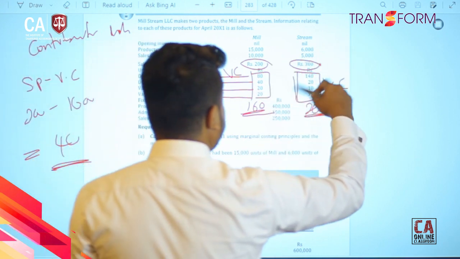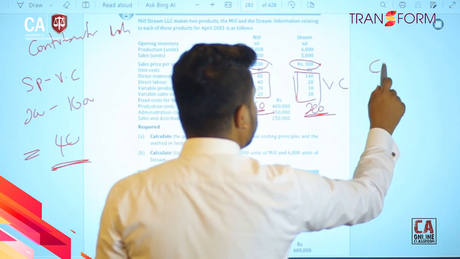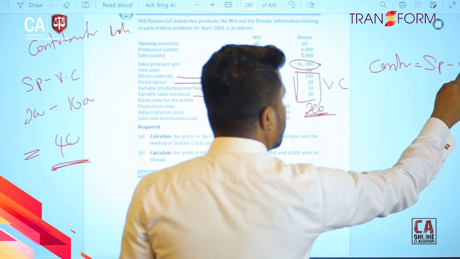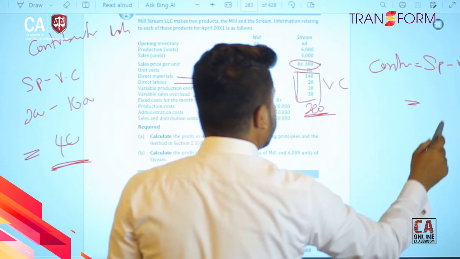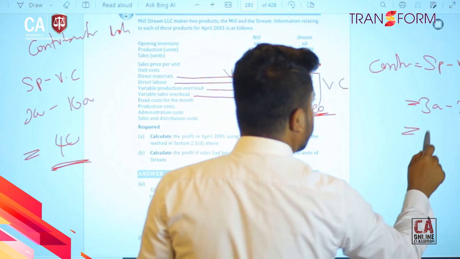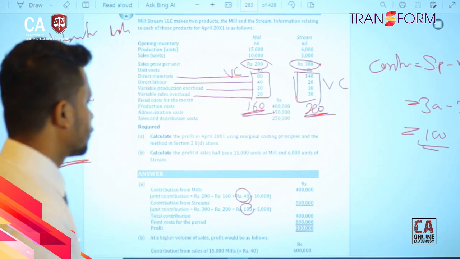Next, steam. If you want to calculate the contribution for steam, again, contribution equals selling price minus variable cost. Selling price equals 300 minus 200, that is 100. That is the calculation here.